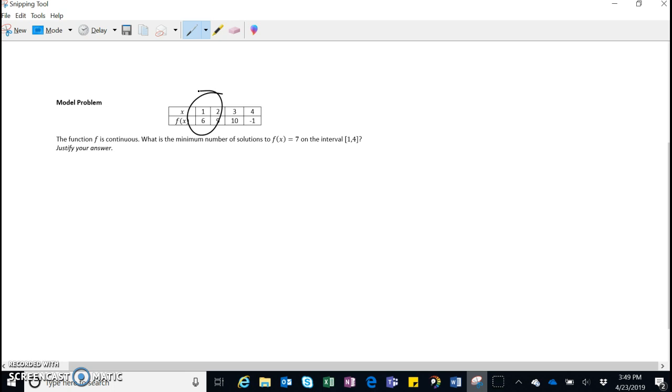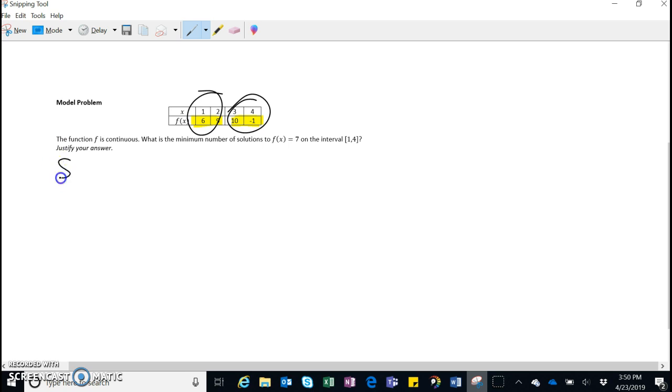But then at the end, to move from 3, 10 to 4, -1, I would have to cross over that 7 again to connect to those two outputs. So I'm looking for the guarantees. Where do I have to cross 7? And I have to cross 7 between these outputs of 6 and 9 and between the outputs of 10 and -1. So the way that we formalize this is to state the conditions of the theorem and then explicitly mention what's significant about that data that guarantees a solution of 7.